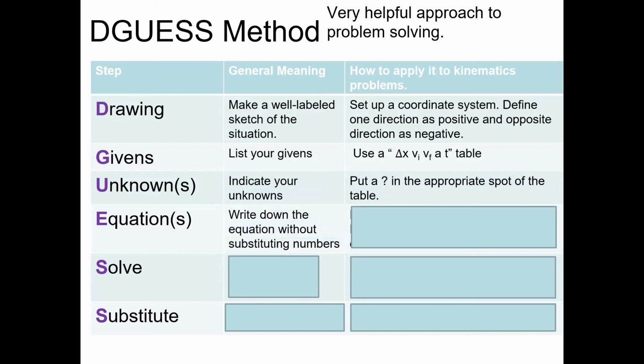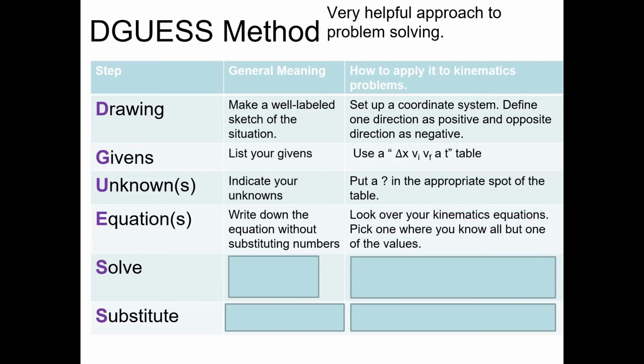The next thing is writing down the equation without substituting numbers. So figuring out which equation is the one that you want to use, okay? In this case, with the kinematics problem, with that table, as long as you have 3 quantities of that table filled in, then you can find what the remaining 2 quantities are. And it's just a matter of figuring out which equation you have all the values for except one. So you're going to want to look over your kinematics equations and pick the one where you know all the values except one, and that one that you don't know is what you're trying to solve for. It's your unknown.